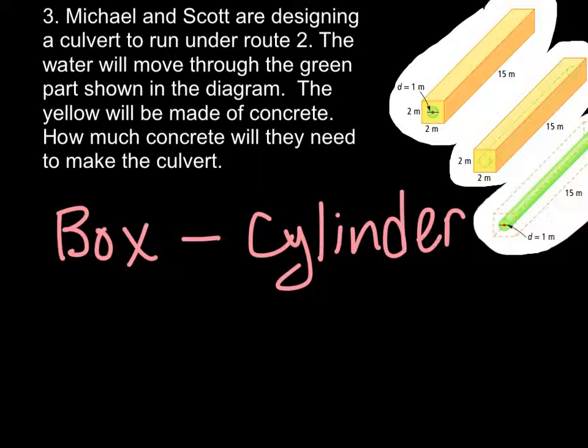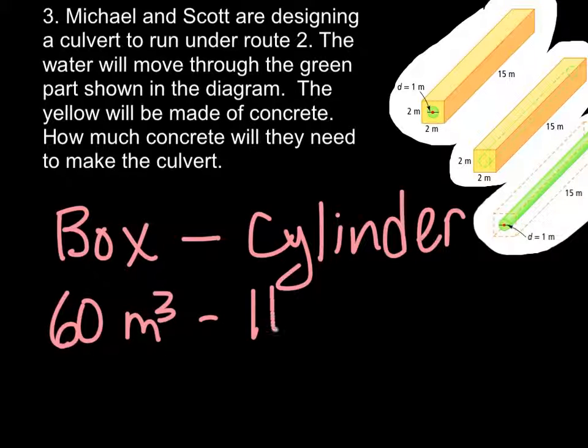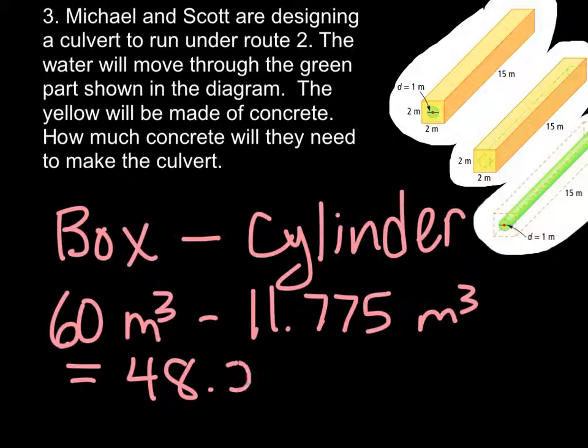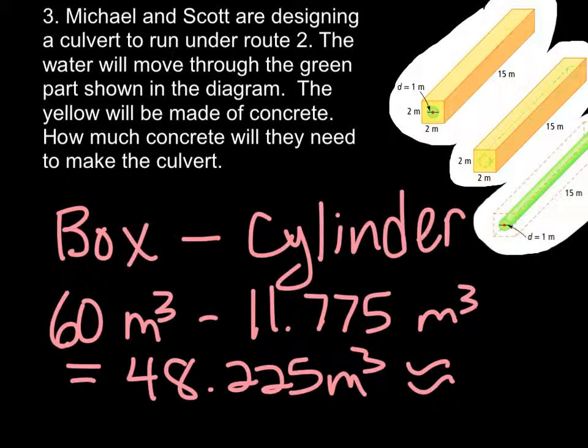Alright, so the volume of our box was 60 meters cubed, and the volume of the cylinder was 11.775 meters cubed. And when you subtract those, you're going to get a final answer of 48.225 meters cubed, or we can say that's about 49 meters cubed. So that's how much concrete that they would need to buy in order to make that culvert.